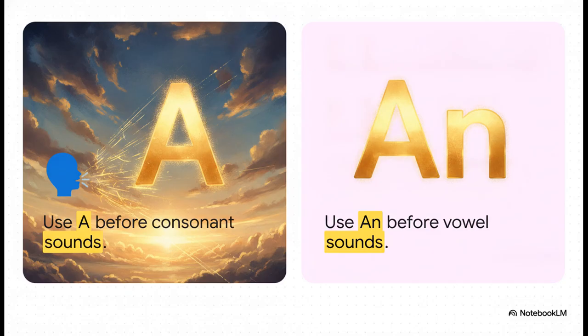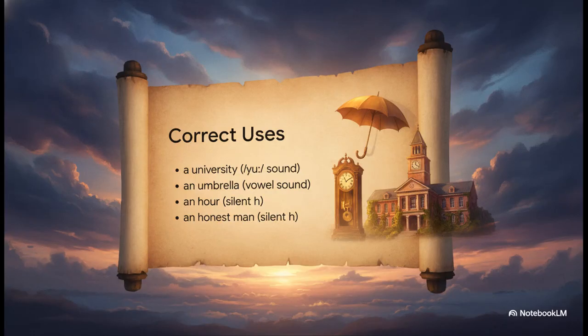It's all about flow. And boom, this perfectly solves our mystery from earlier. University starts with a vowel letter, sure, but say it out loud, university. It actually starts with a hard Y consonant sound. That yes sound is exactly why it gets an a. Meanwhile, umbrella genuinely starts with a vowel sound, so it takes an an.